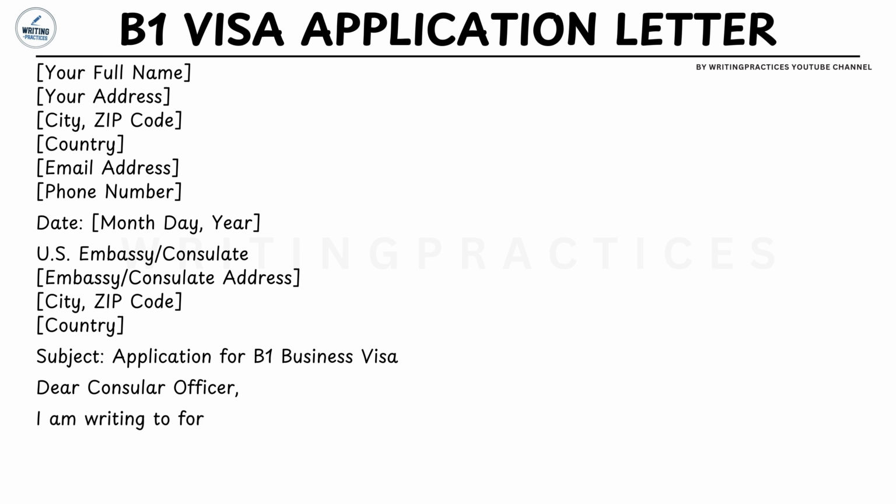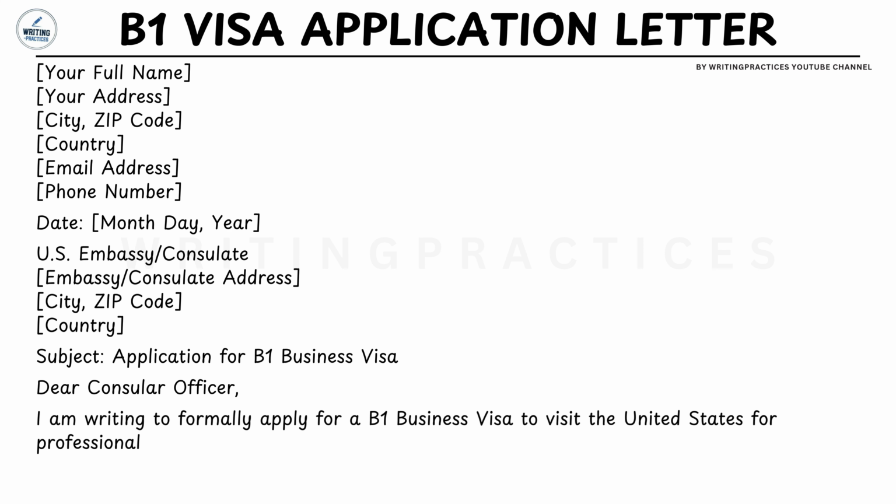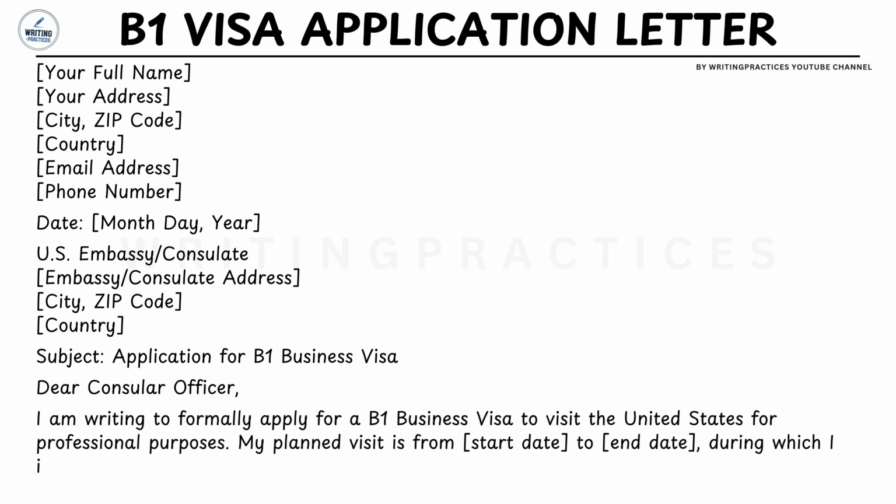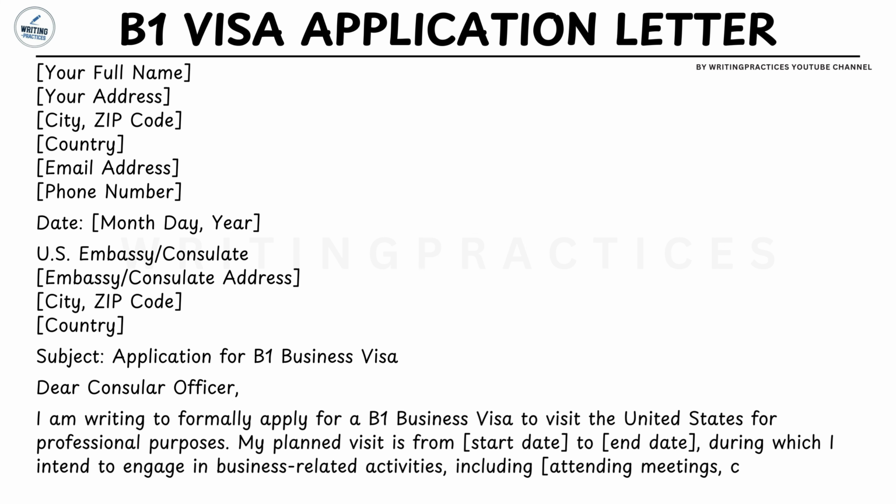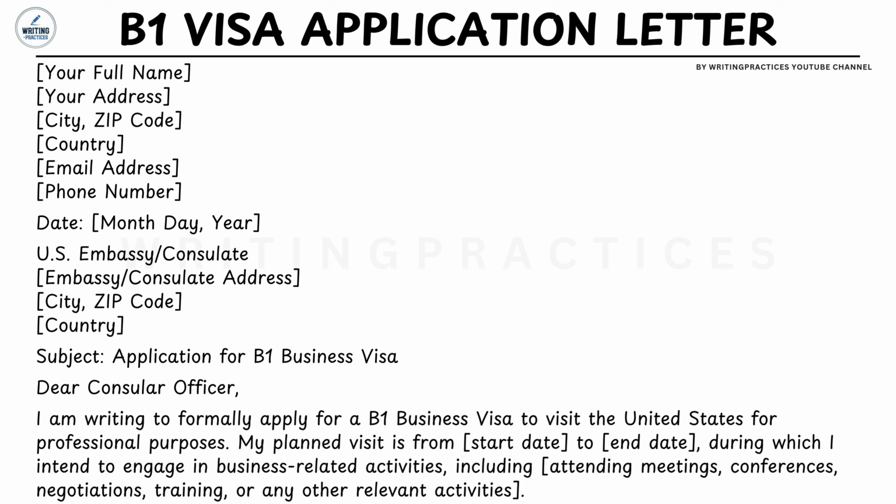Opening paragraph, stating your visa request and travel dates. In the first paragraph, you should clearly state that you are applying for a B1 business visa and provide your planned travel dates. For example, I am writing to formally apply for a B1 business visa to visit the United States for professional purposes. My planned visit is from July 10, 2025 to July 20, 2025, during which I intend to engage in business-related activities, including attending meetings and conferences. This introduction gets straight to the point and provides the key details that the embassy needs to process your application.